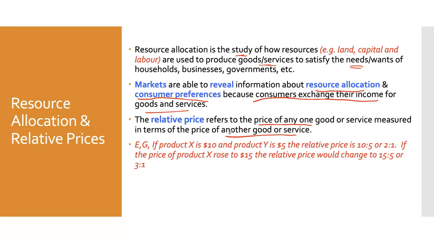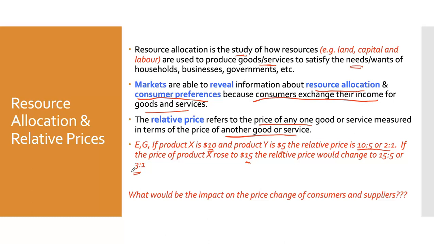So for example, if product X was $10, and product Y is $5, we would say the relative price is $10 to $5, or 2 to 1. Or simply, product X is twice the price of product Y. Now, if the price of product X rose to $15, we would have product X costing $15 and product Y costing $5. So the relative price would have changed. It would now be 3 to 1, or product X is 3 times more expensive than product Y.